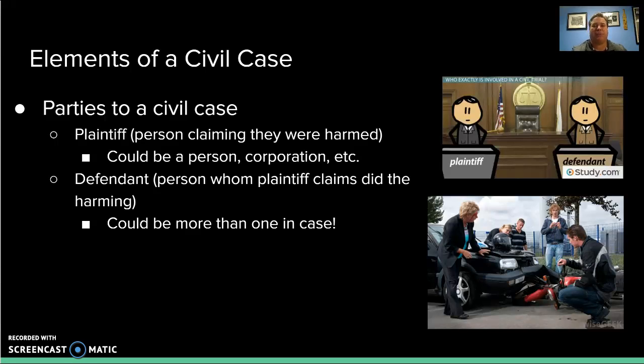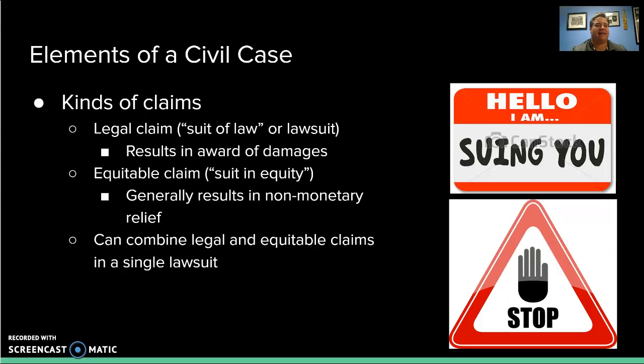So a party to the case is either a plaintiff or a defendant. You could have multiple plaintiffs. You can have multiple defendants. They are coming to the courts for a disposition of this conflict between them. Now, there's two major kinds of civil cases.